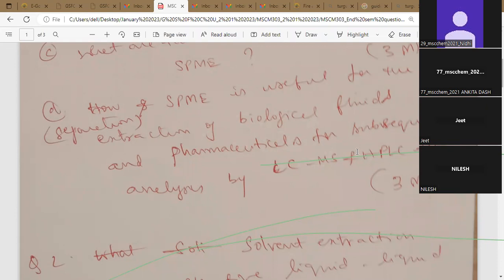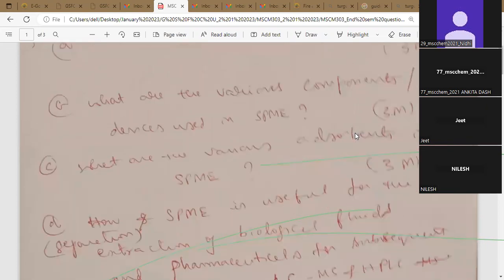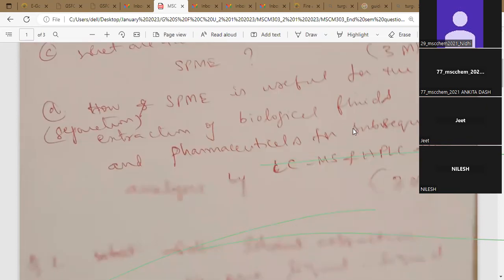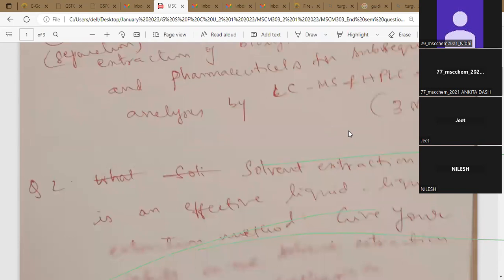Analysis by LCMS and HPLC. What is LCMS? Liquid chromatography mass spectroscopy.